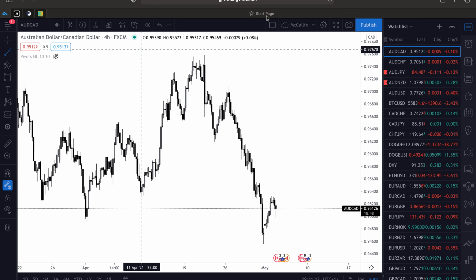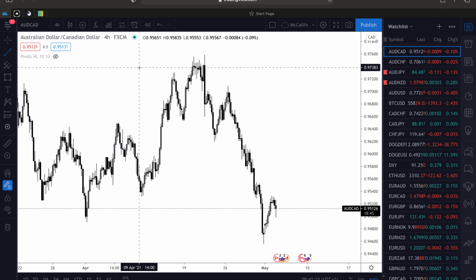Today what I wanted to do is explain a couple of trades that I took today, and show you guys how I was able to profit from those trades and why I took those trades. Okay, so the first trade that we're going to be talking about is going to be the Aussie card.